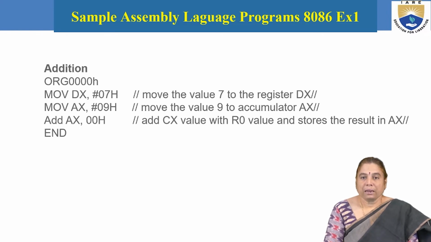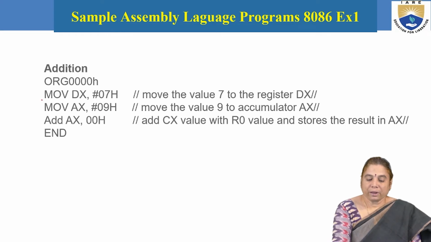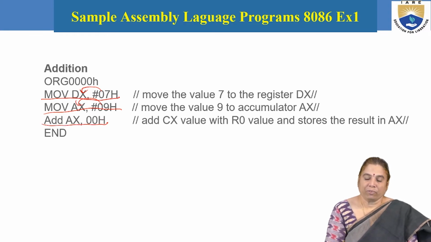How can an assembly language program be written? Here, first the data values have to be moved. So the value 7 can be moved to the DX register and the value 9 can be moved to the AX register. After that, the add operation can be performed. In this way the assembly language program can be written.